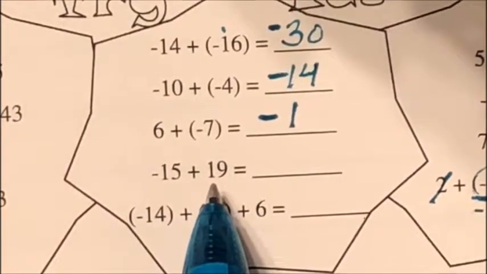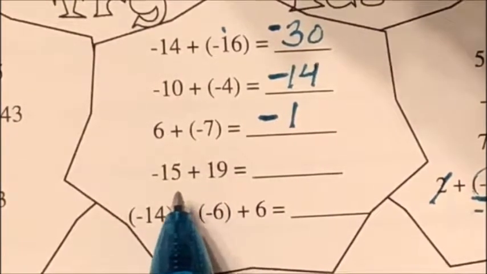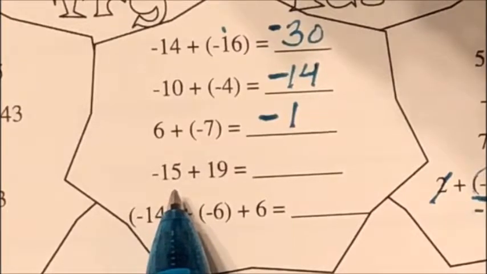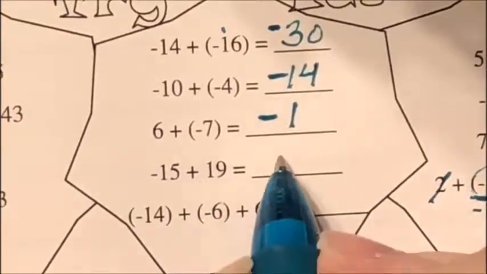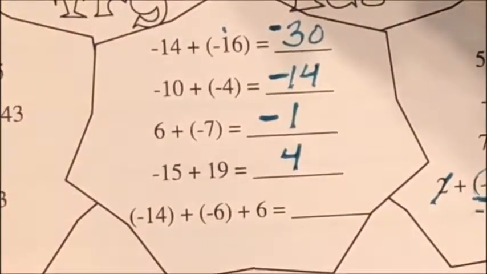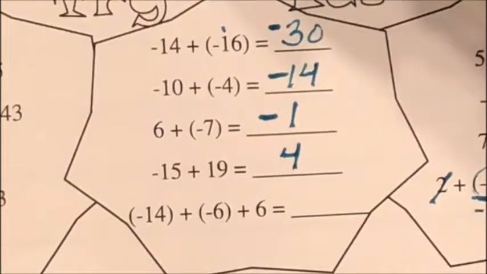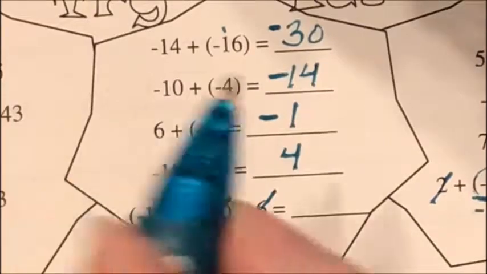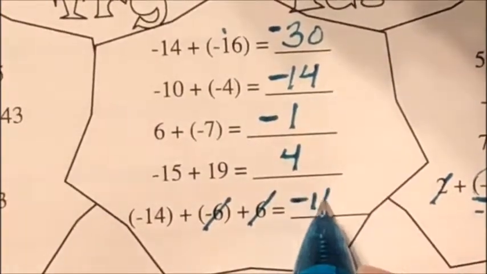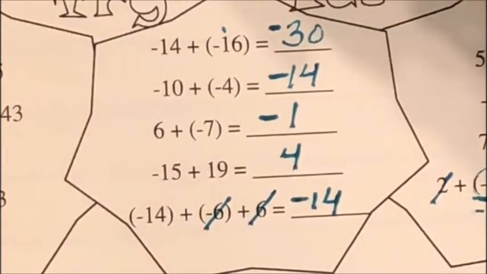Negative 15 plus 19. Different signs, so I subtract. 19 minus 15 is 4. 19 is bigger and it's positive, so my answer is positive 4. Okay. Then I have negative 14 plus negative 6 plus 6. I can notice that these are additive inverses, so I'm left with negative 14. And that is the end of lesson 2.